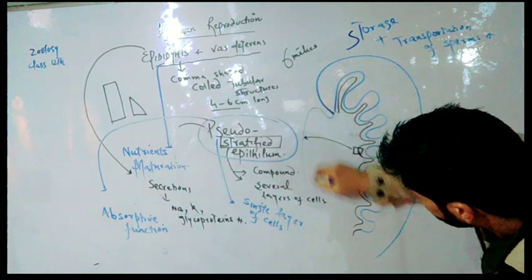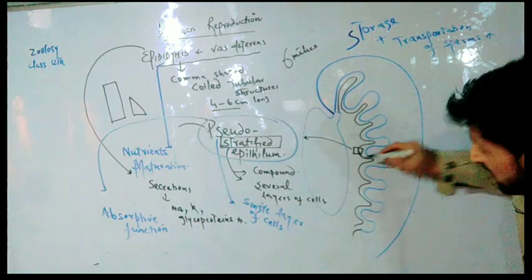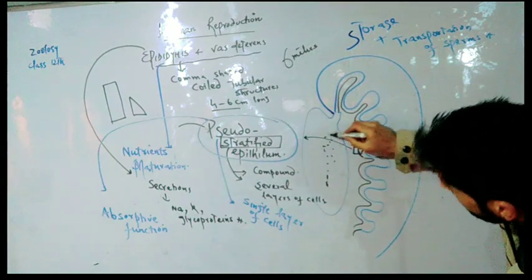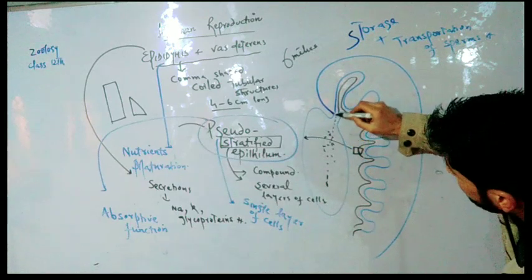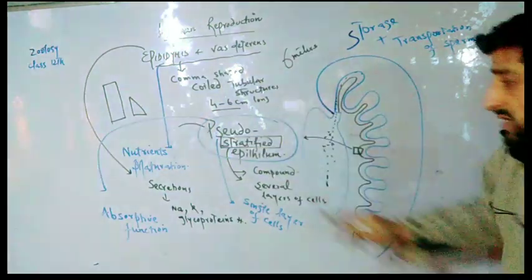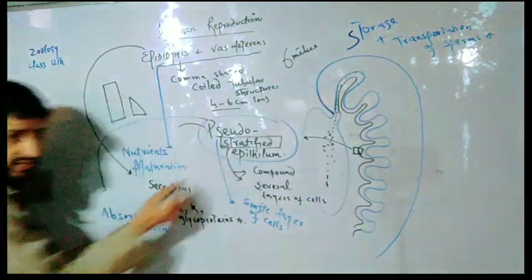Let us assume this is a testicle. From this testicle, sperms are synthesized, sperms are produced, sperm cells are formed. These sperm cells will then enter into this coiled tube. This coiled tube is known as epididymis. What I said is that the wall of epididymis is known as pseudostratified epithelium.